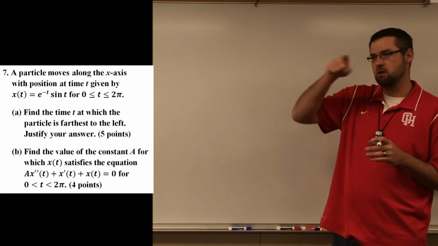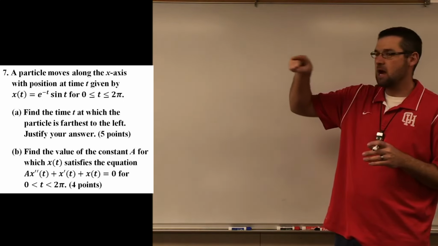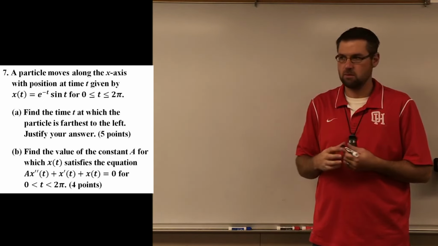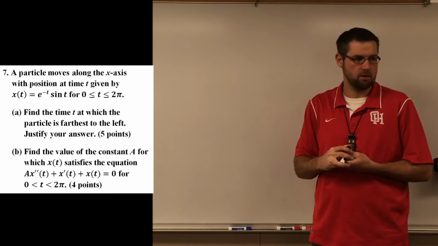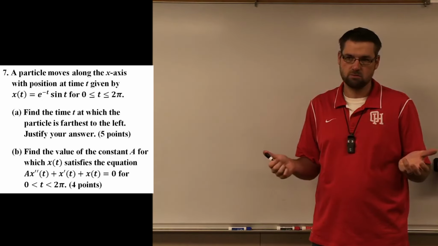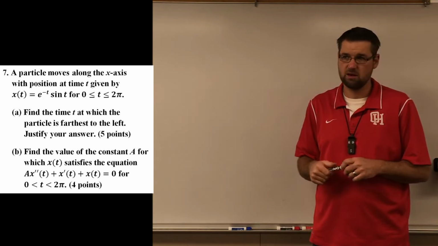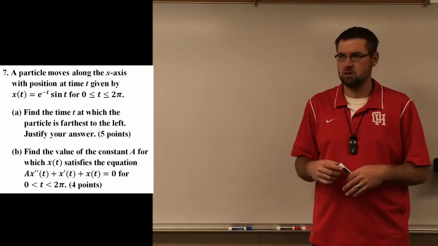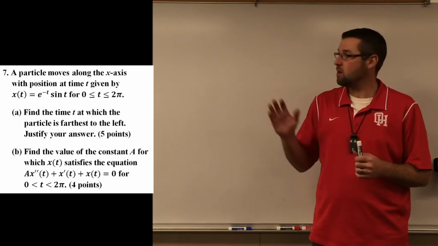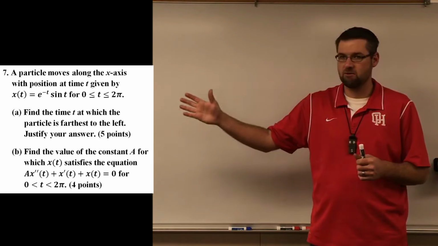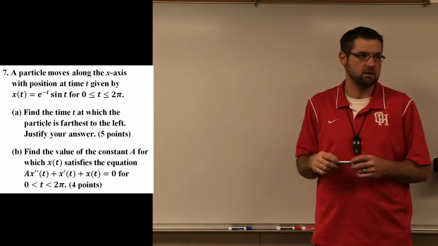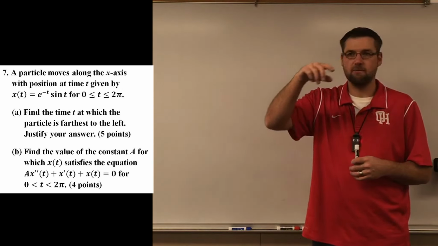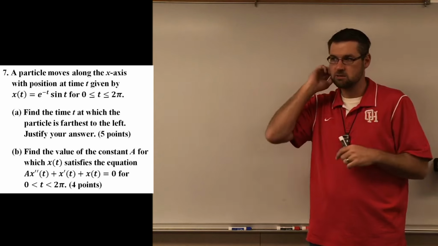If the particle is moving along the x-axis, how do we know if it's furthest to the left? Not negative, no. Think of this in terms of derivatives and functions. How do I know if the position is furthest to the left? What would the graph look like? The graph, remember, represents the distance along that.